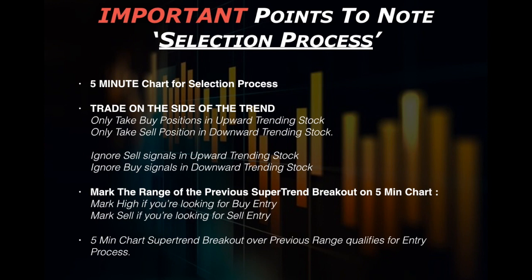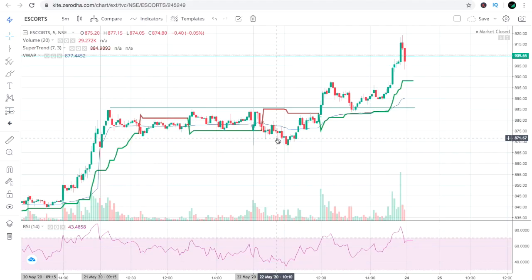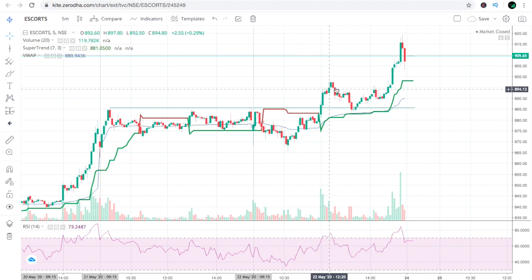It is important to note that we mark the high if we are looking for a buy entry and we mark the low if we are looking for a sell entry. So from our example, we are looking for an ideal buy entry as we have picked an upward trending stock. What it says is that we have to mark the high of the previous breakout of Supertrend level.